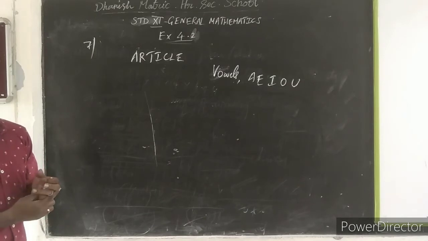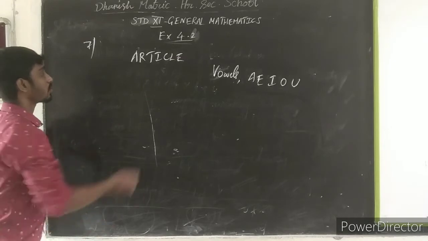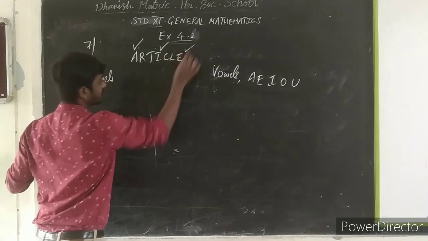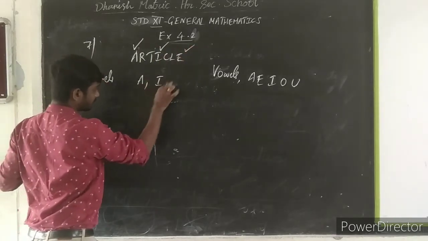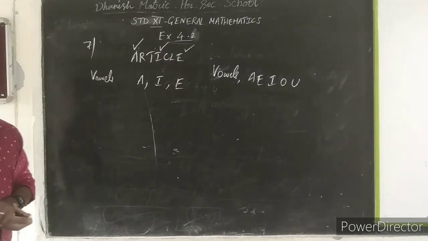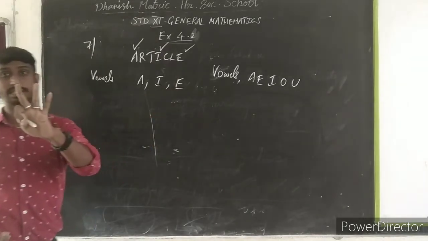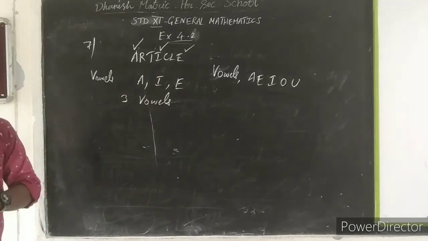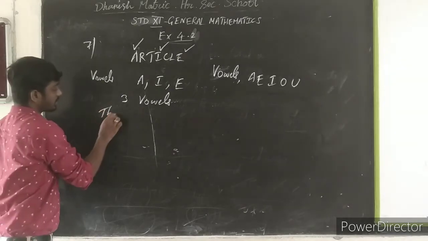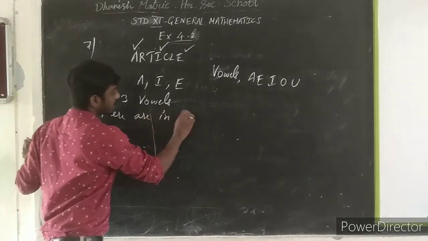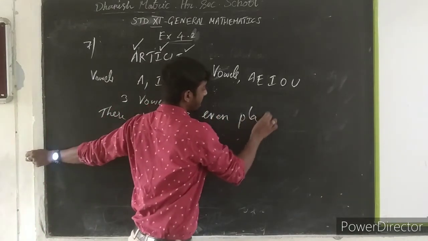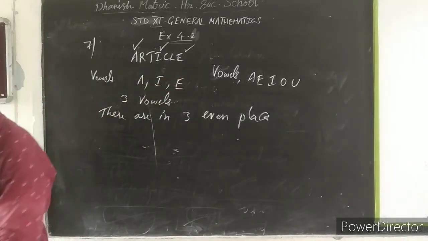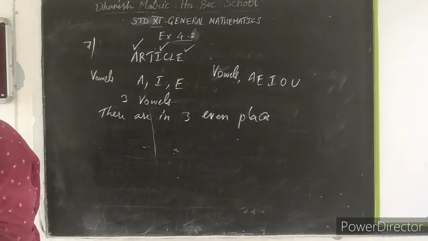So how many strings can be formed from these letters of article? The vowels in the word are A, I, E. See how many vowels we have here: 3 vowels. Total number of words: they are in 3 even places, because this one, this one and this one. The question says vowels occupy the even places.